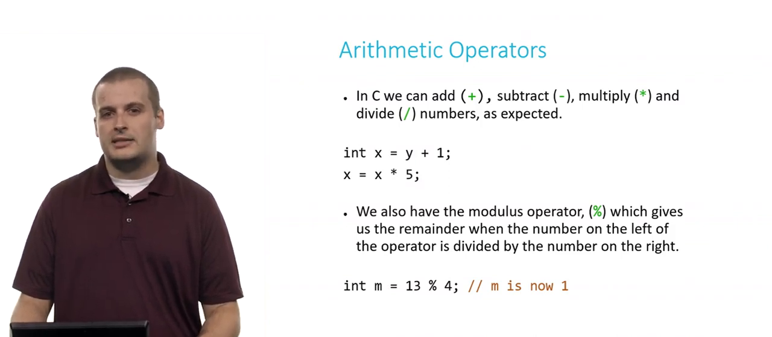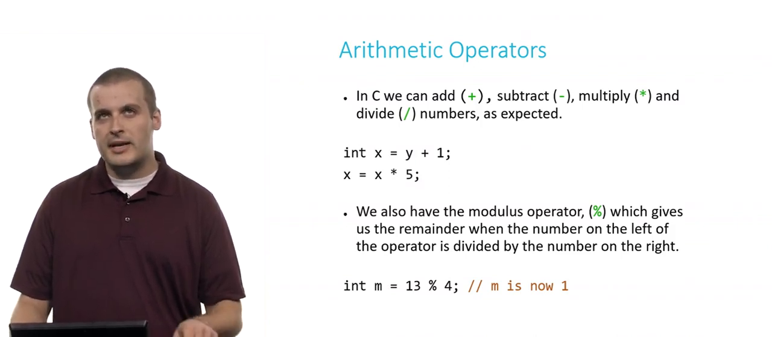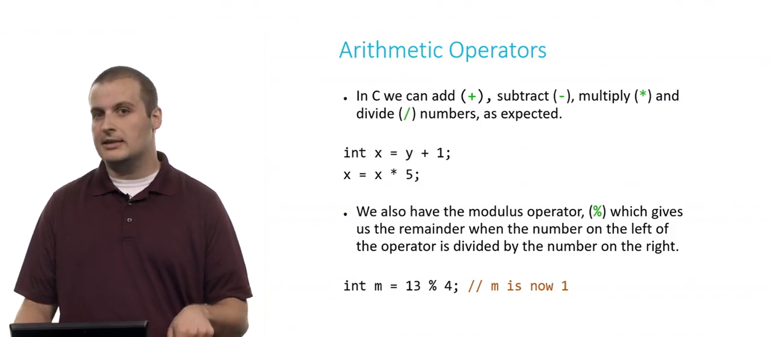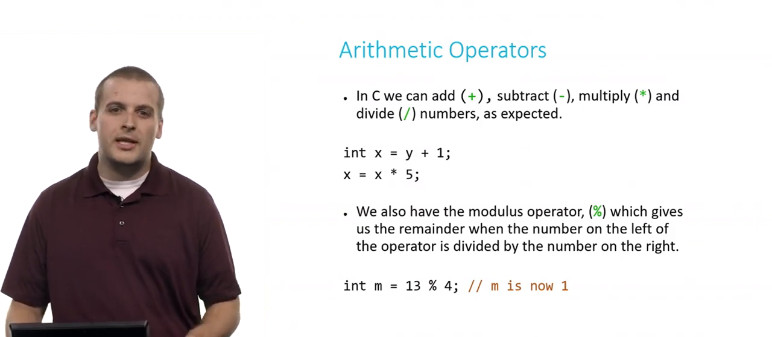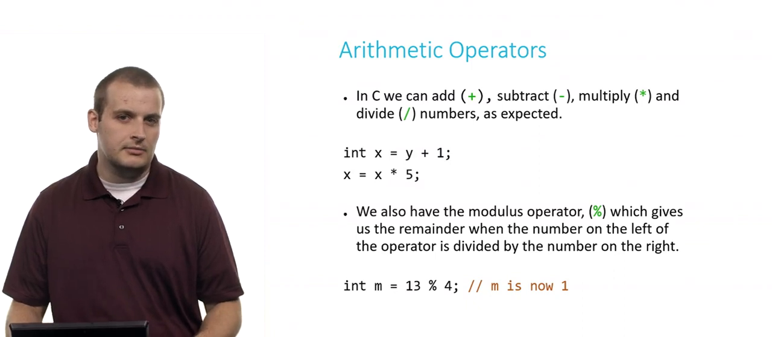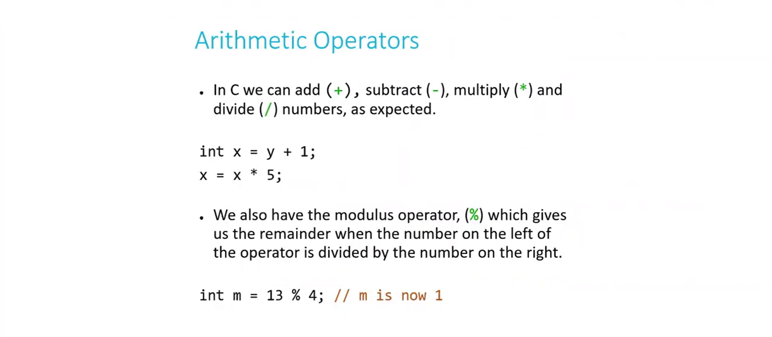x equals x times 5. Well, before we executed this line of code, x was 11. So what is the value of x after this line of code? Take a second. So x equals x times 5. x was 11. So x equals 11 times 5, or 55. So if you said 55, you'd be right.